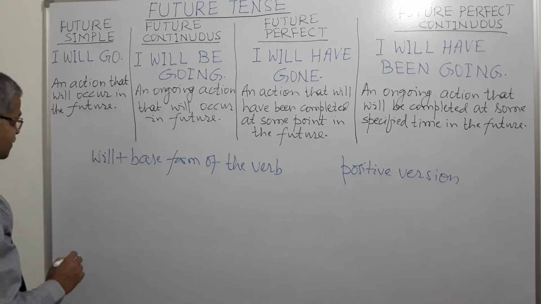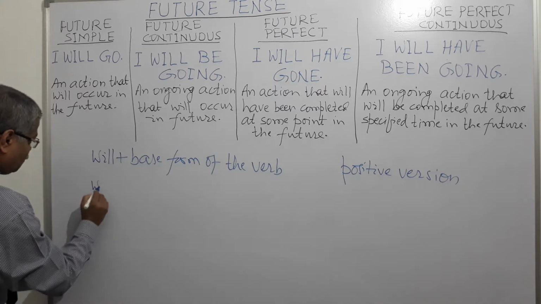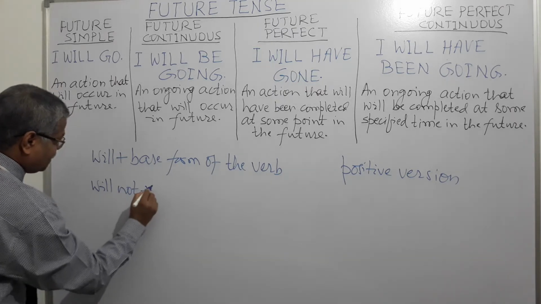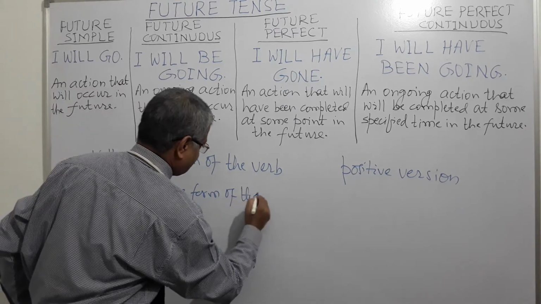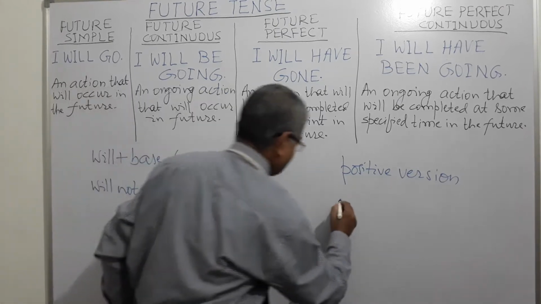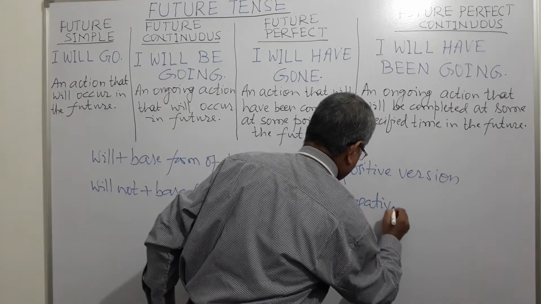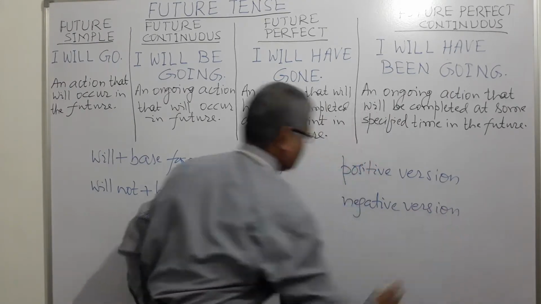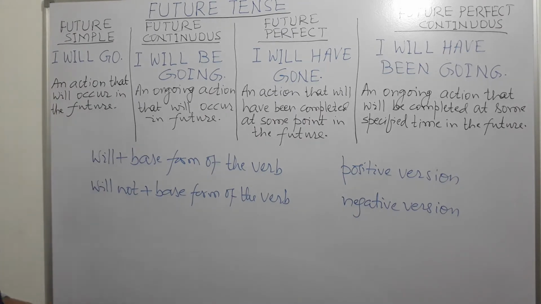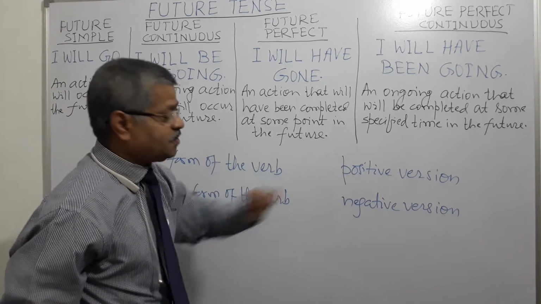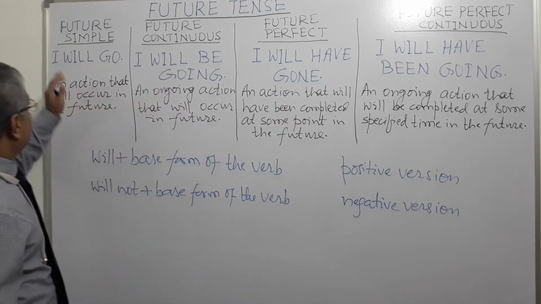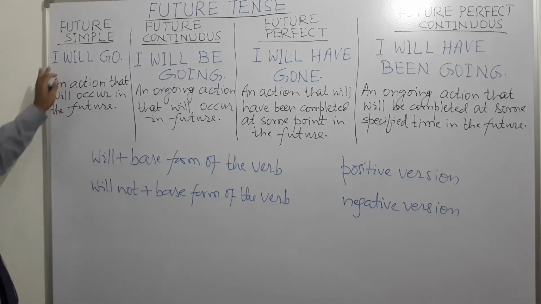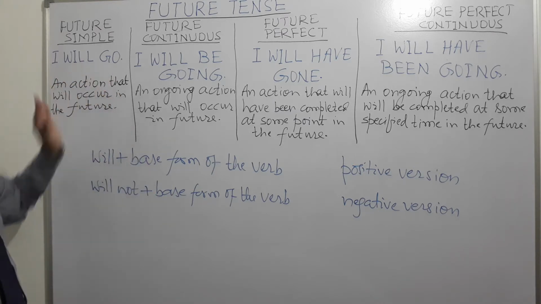Then what do we do for the negative version? Will not plus base form of the verb. This is for the negative version. So will plus base form of the verb is the positive version: I will go. Will not plus base form of the verb is the negative version: I will not go.